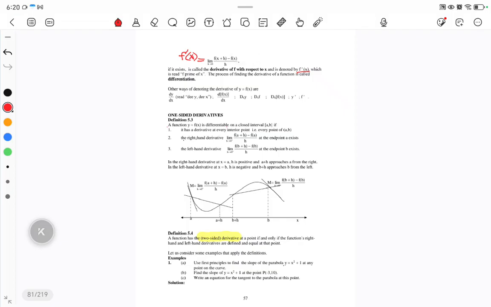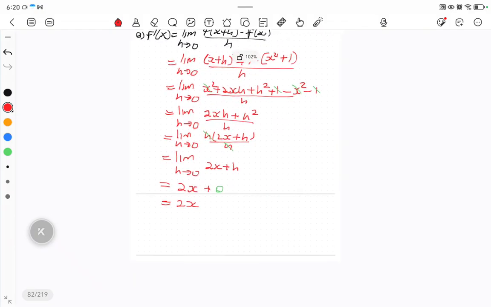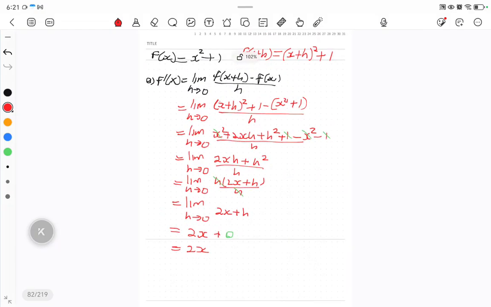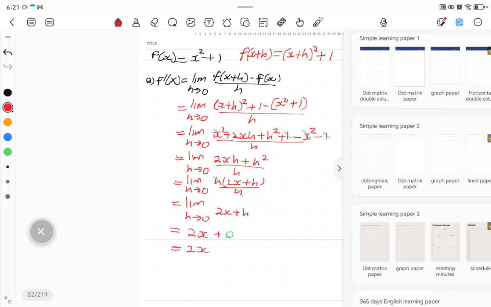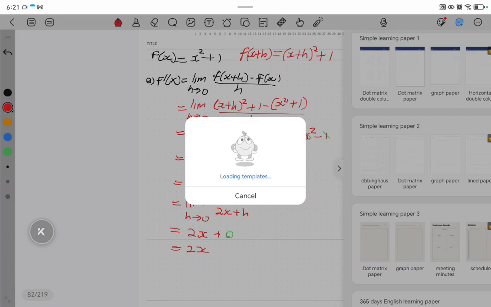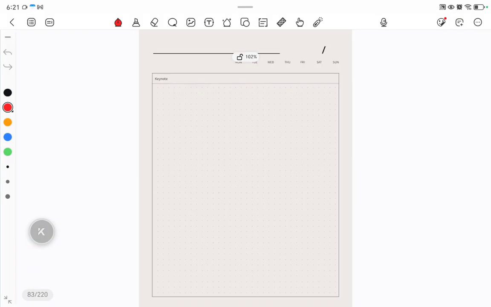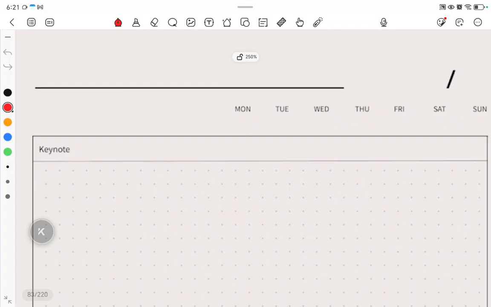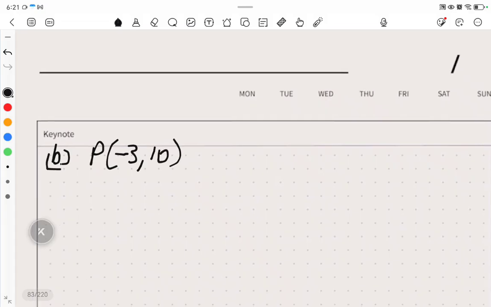Now they say we should find the slope of y is equal to x squared plus 1 at the point. Already we found the slope, right? But we need to find it at what? At the point P. So now we're going to say this. We come to B. We're given that P is minus 3, 10, right?